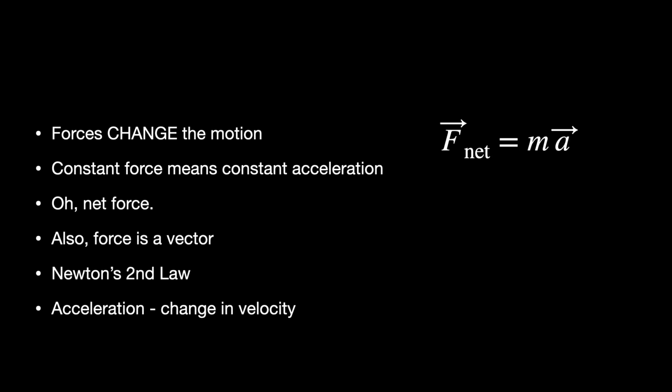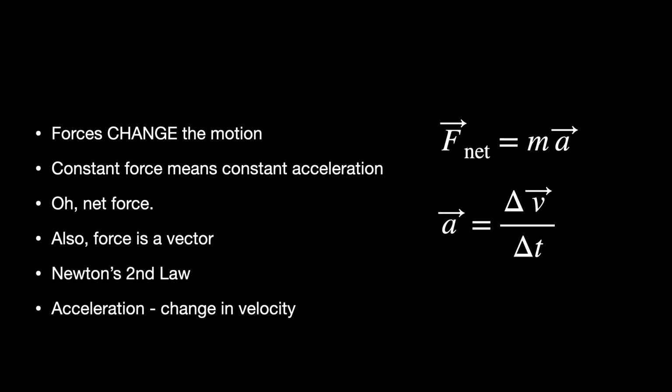So here is Newton's second law as an equation. The arrow over the symbols means it's a vector. So if F net is a vector, acceleration is a vector. Mass is not. But the mass just says what is the ratio of acceleration and net force.